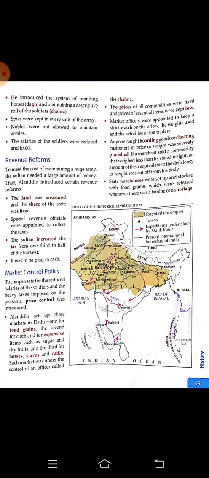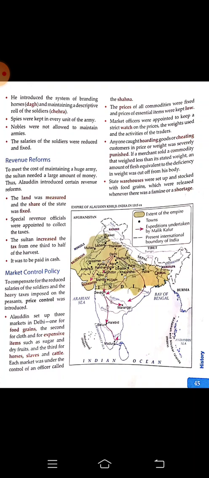Market control policy. To compensate for the reduced salary of the soldiers and the heavy taxes imposed on the peasants, price control. Because this revenue reform was done, he had to introduce price control in the market policy also. Alauddin set up three markets in Delhi. One for food grains, second for expensive items, and the third for horses, slaves and cattle. All these were being sold.